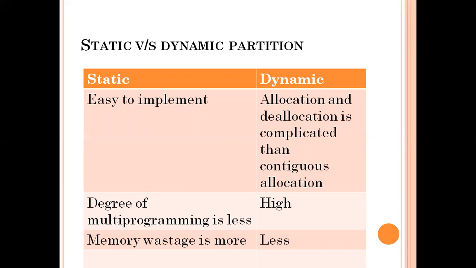Let us discuss the advantages and disadvantages of both static and dynamic partition. Static partition is easy to implement because you need not think about the size of the job. First you make the partition. But here allocation and deallocation are more complicated than contiguous allocation. And the degree of multi-programming is less in static allocation. It is high in dynamic partition. Memory wastage is more in static partition, and it is less in dynamic partition.